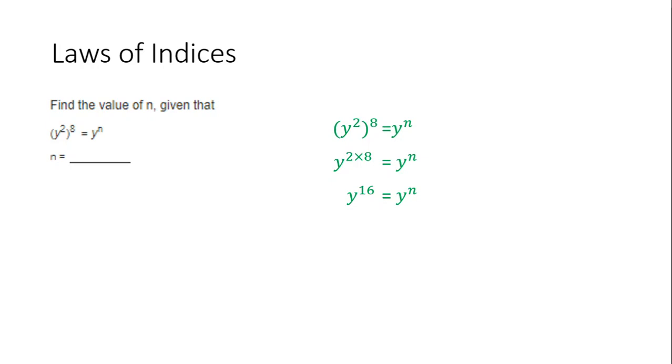And once again, if I've got y to the power of something equal to y to the power of something else, I can just compare the indices because I've got the same base. I'll say that the indices must be the same. 16 must be equal to n, or n is equal to 16.